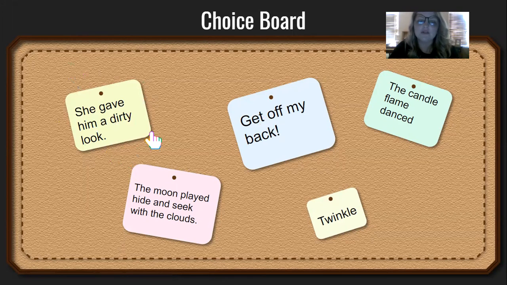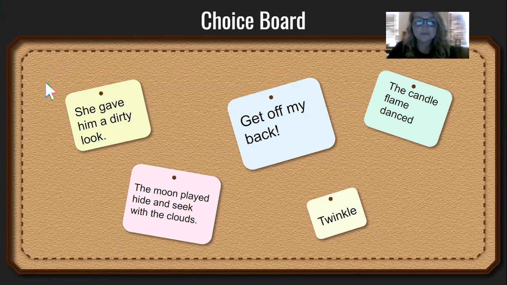So what would this be an example of? She gave him a dirty look. Go ahead and take time if you want and make your guess. She gave him a dirty look. It's a phrase, but what is this an example of? It's either going to be personification, idiom, or onomatopoeia. So based on what we just learned, what is this an example of? She gave him a dirty look.